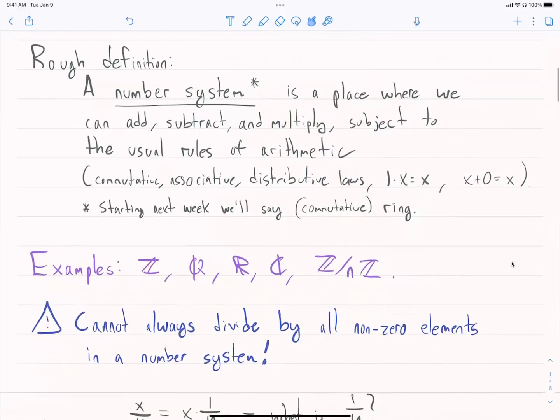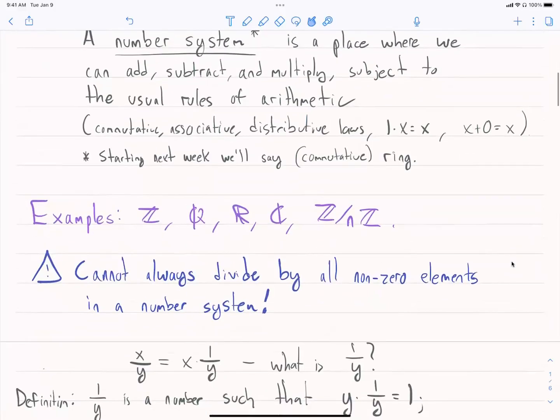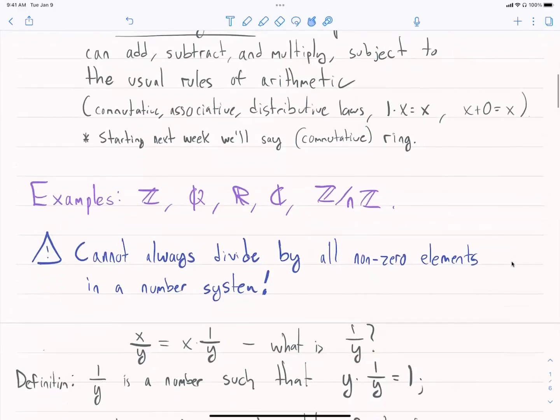So what does it mean to divide? When I'm dividing, I should be able to do x over y. But really, I can think of that instead as x times 1 over y. And then the question is, what is 1 over y? Here's a definition: 1 over y is just any number such that y times 1 over y is equal to 1.